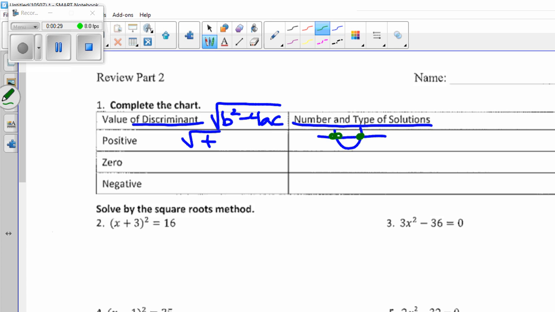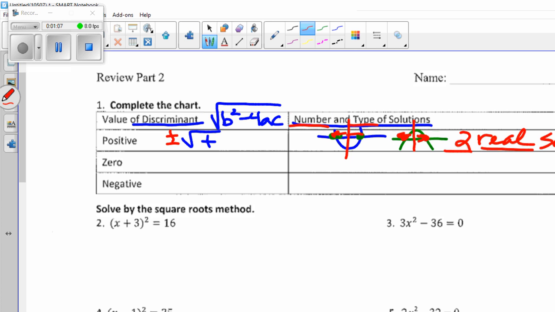All right, that means your function is going to cross the x-axis 2 times. Or it might look like this, but either way, it's got to cross twice, because remember, it's always plus or minus whatever that number is. And so you have your axis of symmetry, and you have a solution to the right and a solution to the left. So this would be two real solutions. The number would be 2, and the type is that they're going to be real.